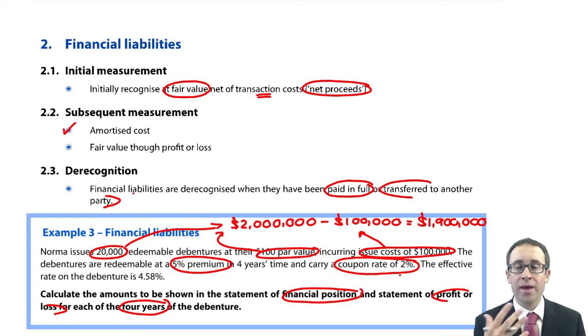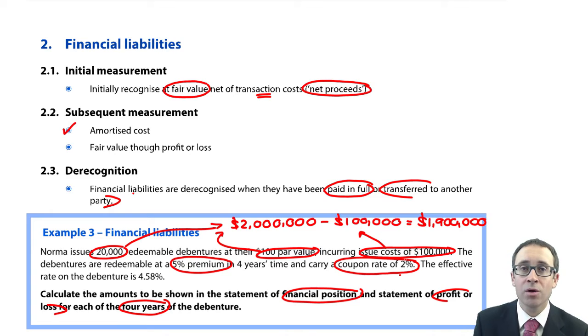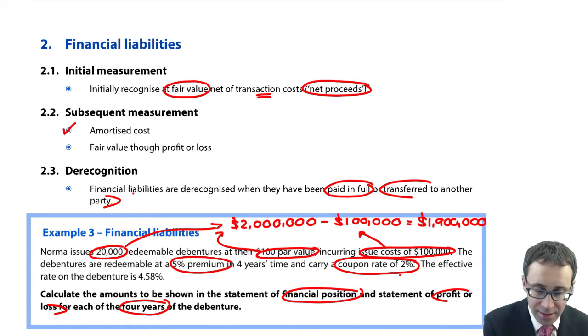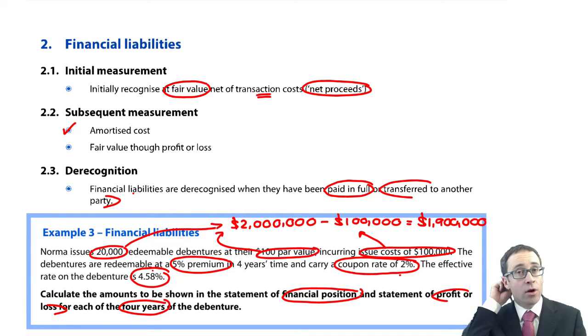Again, however, when we're doing the accounting, we need to account for it based upon the substance. And the substance is that we borrowed 1.9 million. We're paying back not just 2.1 million, but also 4 years of 2%. So we need to look at the rate that is effective over the life of the debt. And the rate that is effective is 4.58. Again, you're not going to have to calculate it. It will be given to you within the question. The 4.58 is what we base the interest expense upon, isn't it?